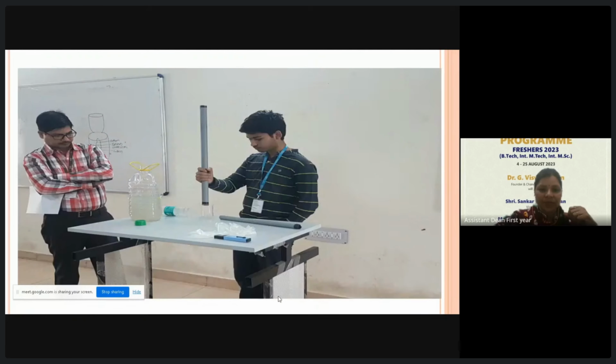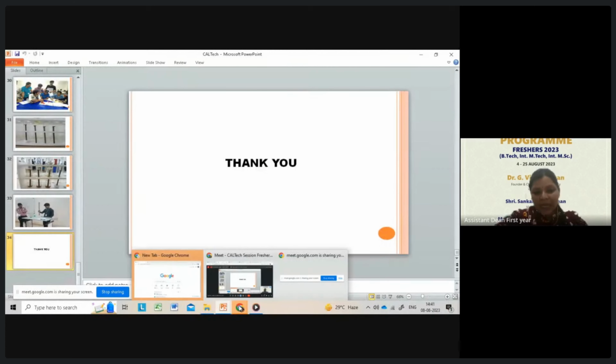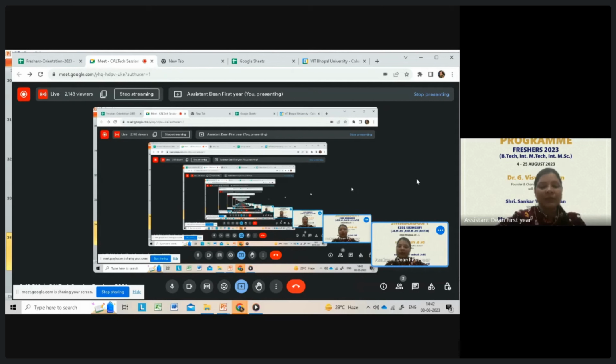So this is all about CALTech, and I hope we are soon meeting here on the campus along with this learning pedagogy, and you will benefit from this pedagogy. This is all about CALTech. I just tried to give you an idea of what CALTech is, because this is the special feature of VIT Bhopal. So soon we'll be meeting here and you'll undergo the experience of CALTech.